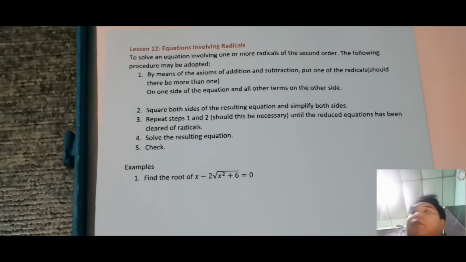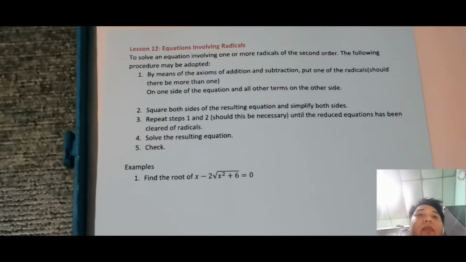Ito yung lesson 12 ng ating college algebra. Ito yung equations involving radicals. So follow up lang to dun sa lesson 11 natin, yung equation or solution in one variable. Ngayon naman, paano naman kung may radical sa loob? Okay, so to solve an equation involving one or more radicals of the second order. So ulitin ko, pag-uusapan na natin dito second order, the following procedure may be adopted.